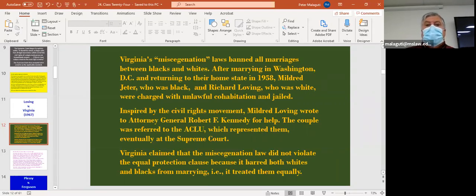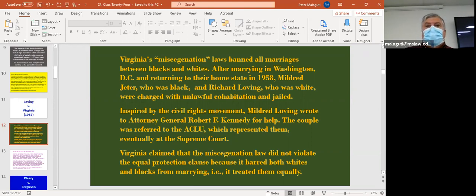They lived in Virginia. They were not allowed to get married in Virginia because of the miscegenation laws. So they went to Washington, D.C. to get married, and then they came back to live in Virginia. And literally in the middle of the night, authorities came in and arrested them and sent them to jail. They went into court, and the judge said, I'm gonna free you on bail, but you're not allowed to live in this state anymore. If you want to stay married, you have to leave this state.